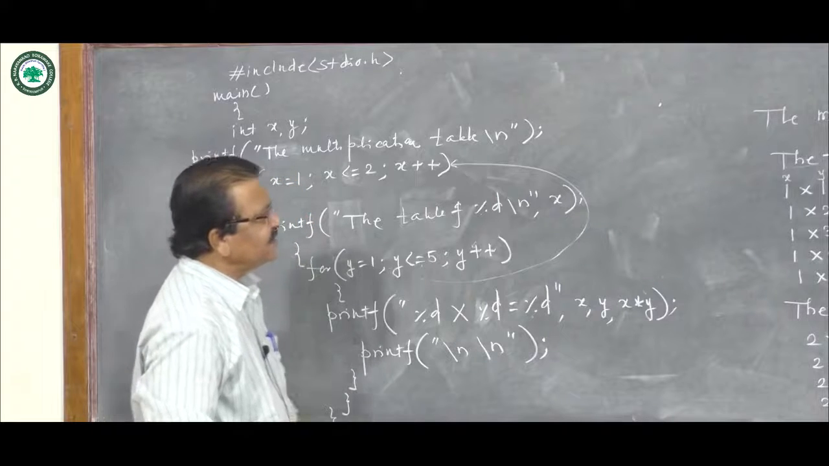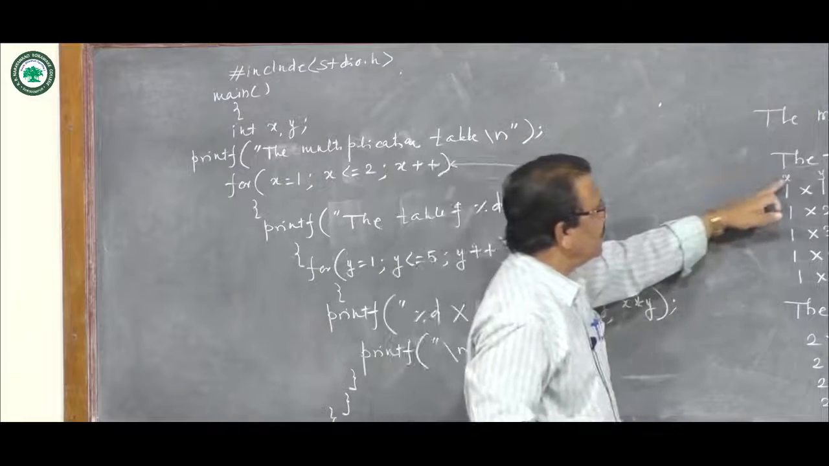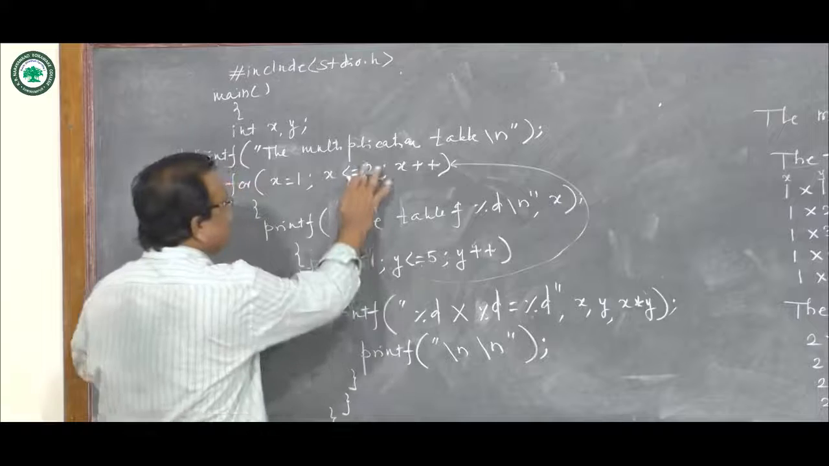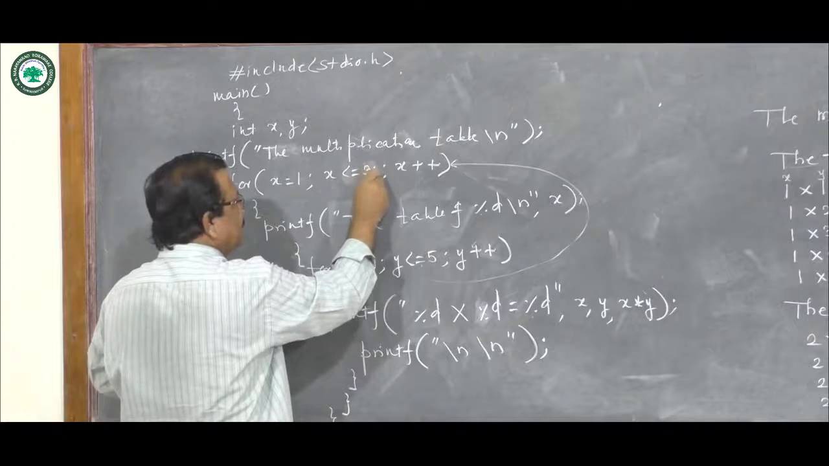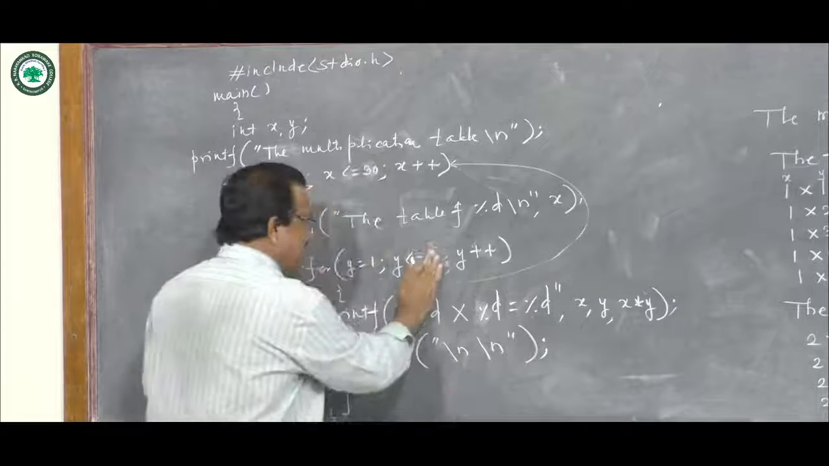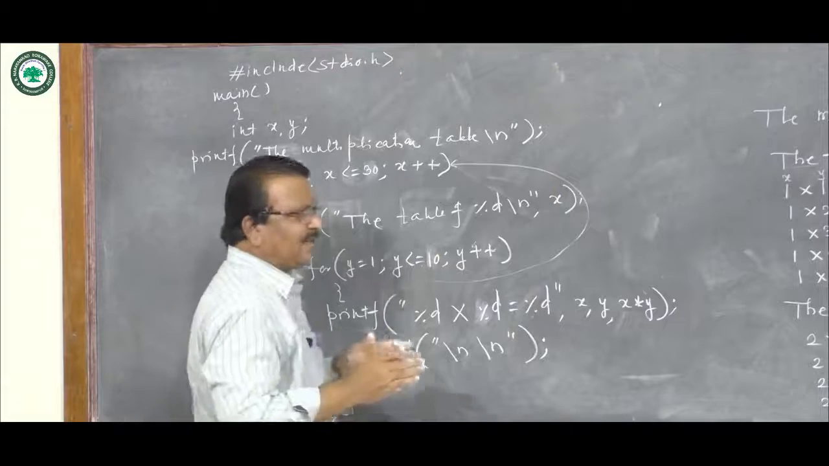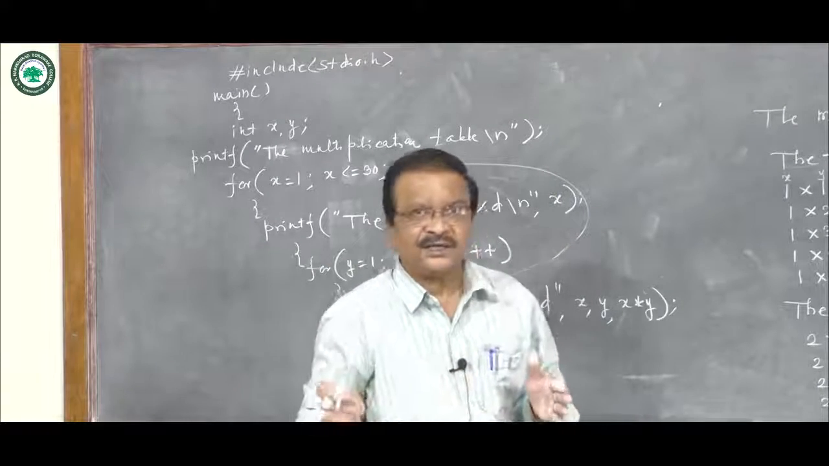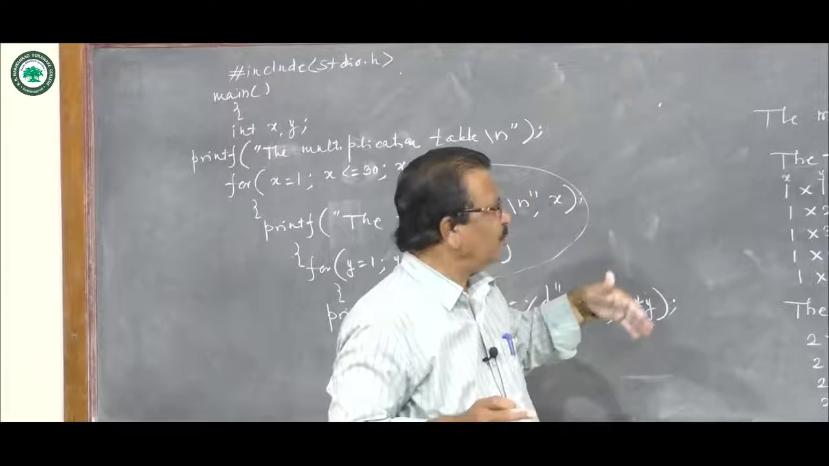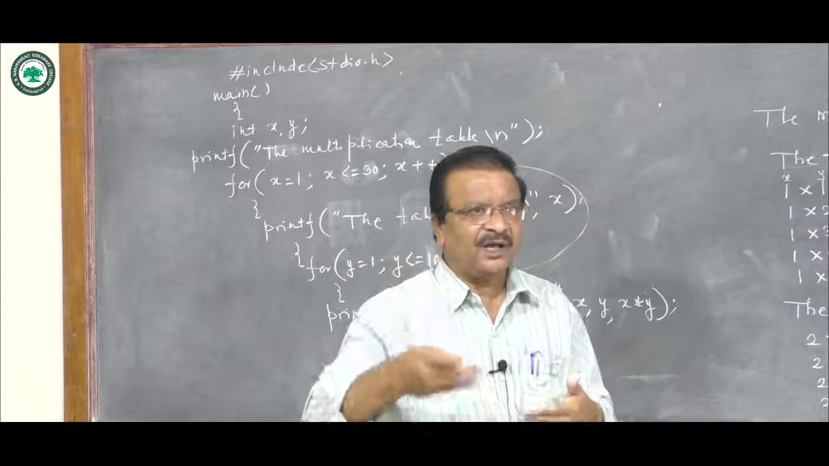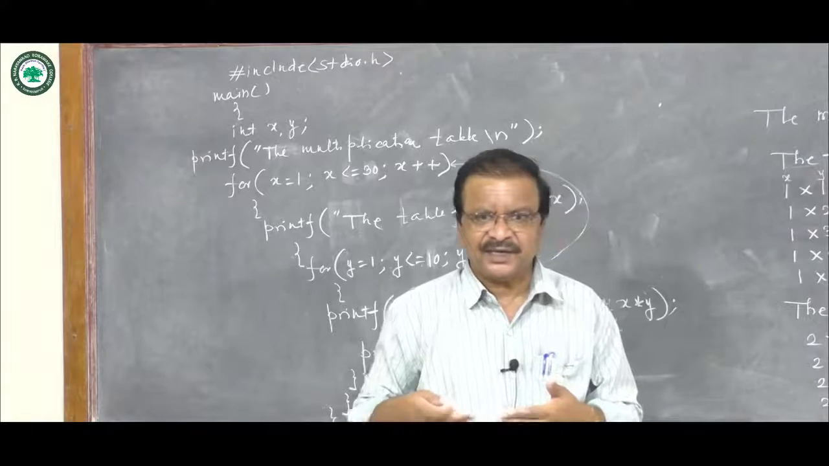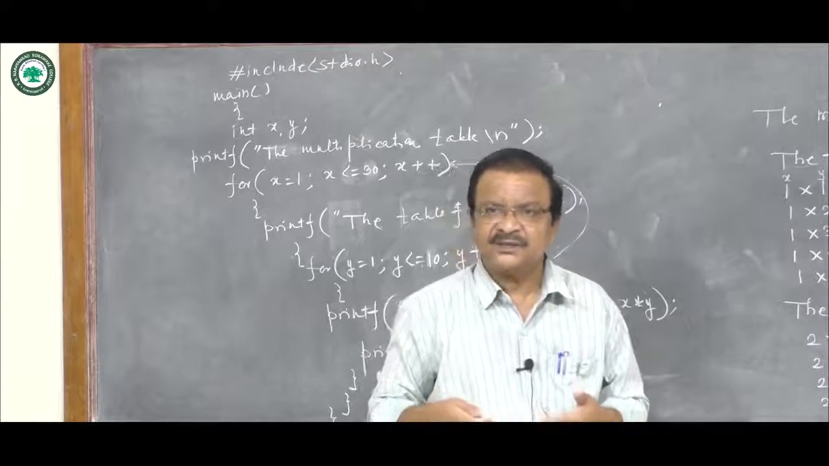So what are the modifications if I want to go for a table up to 30? Then the value of x you have to increase up to 30. And every table must extend up to 10. Then y must go up to 10. Then all tables from 1 to 30 will get generated by this particular program. And the output on the screen will scroll and you will see the last few tables such as the table of 28, 29 or the table of 29, 30 on the screen.